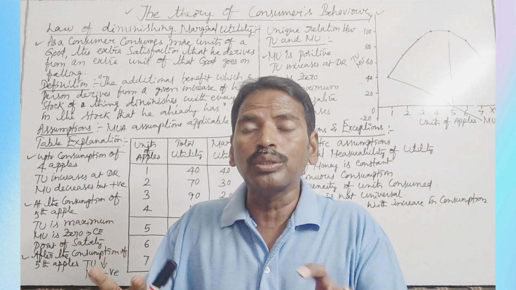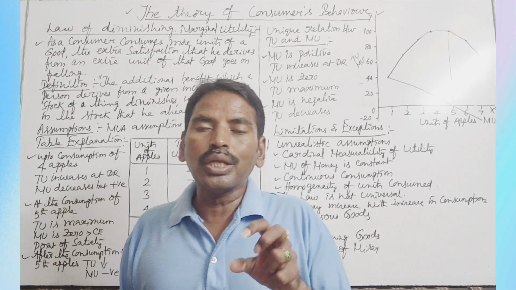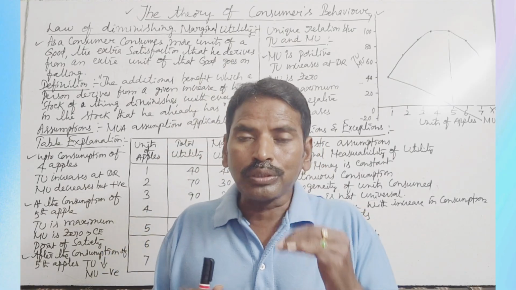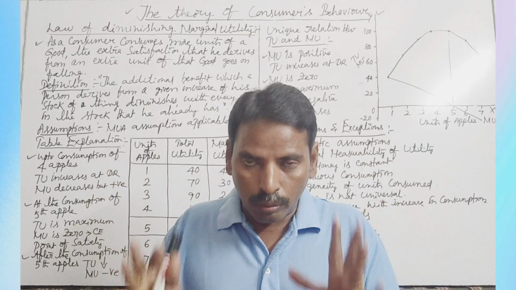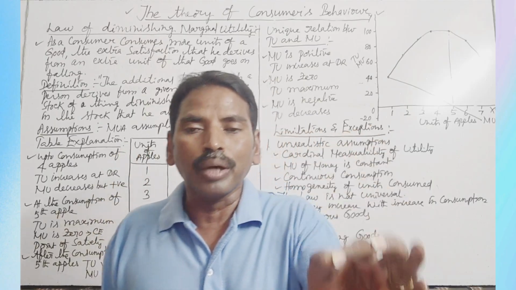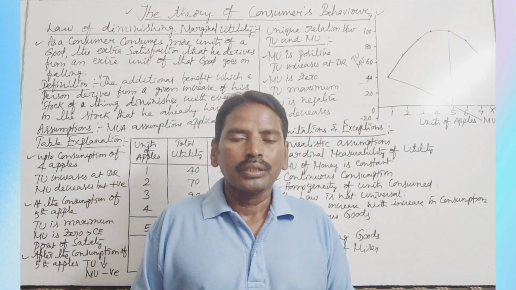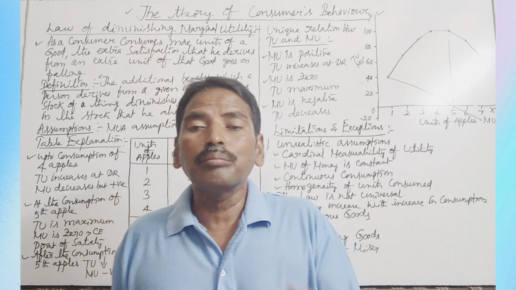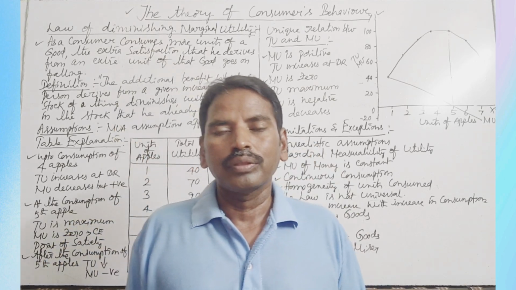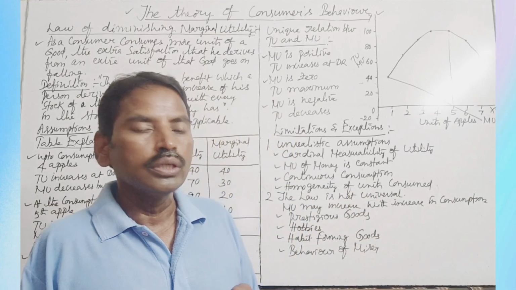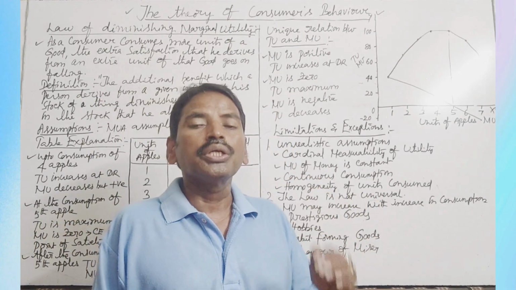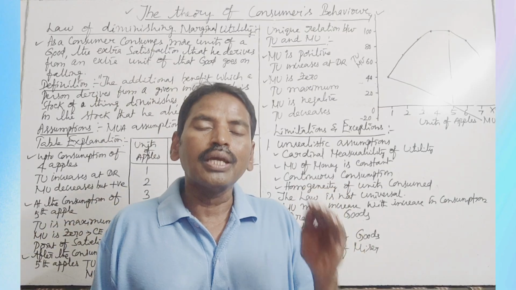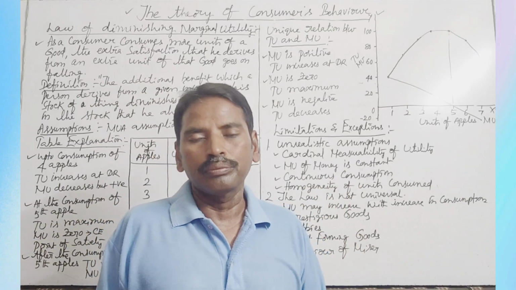Second one, marginal utility. Marginal utility is the additional utility derived from the consumption of one additional unit of a commodity. It is the addition made to the total utility. Therefore, MU is equal to TUn minus TUn minus 1, or MU is equal to delta TU by delta Q.